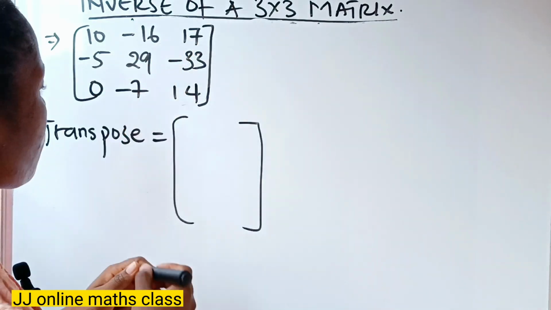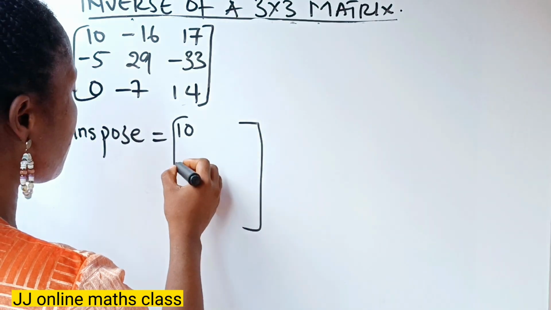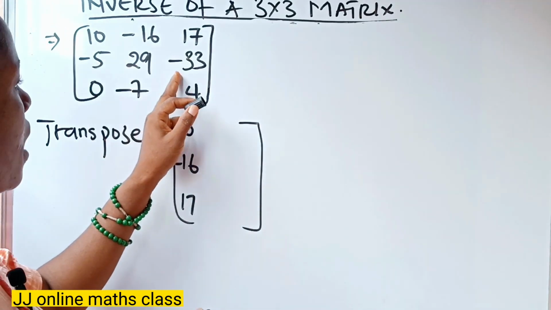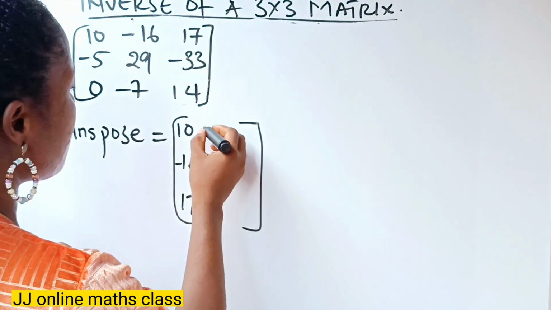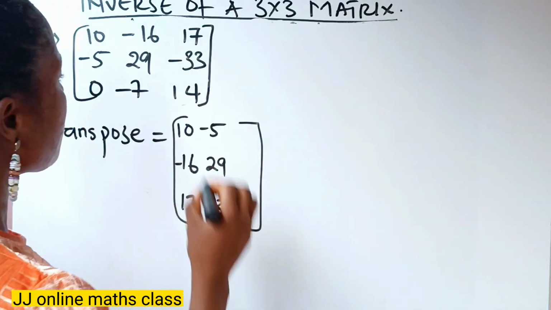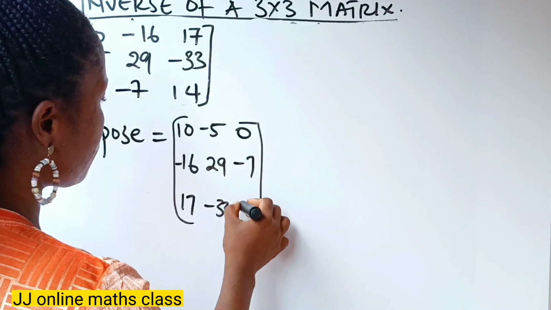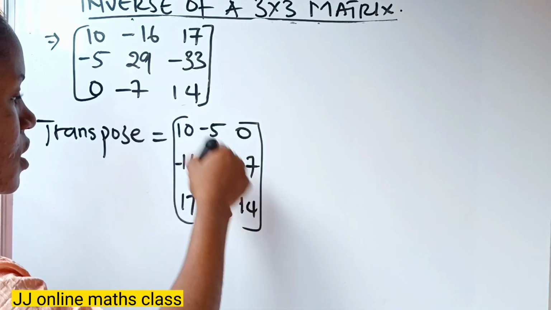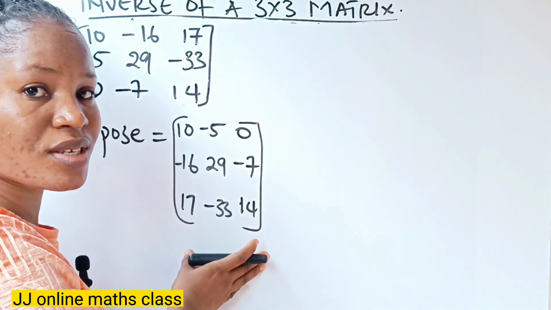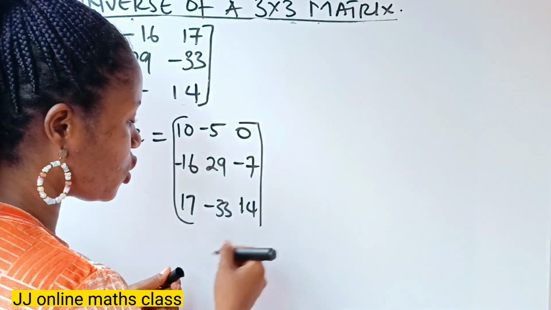See what I'm going to do? 10, minus 16, 17. Instead of writing it horizontally, I will now write it vertically. Then minus 5, 29, minus 33, I will write it vertically. Then the same thing with the last line: 0, minus 7 and 14. And this is the transpose of this matrix. This transpose that we have gotten is our adjoint. This is the adjoint of A.